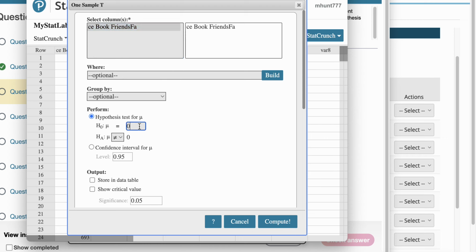What was our null hypothesis? 649. The marketing person thinks it's 649. You, however, think that in your school things are different. Okay, it's more than 649. So that's why it's important to write down before you move on to StatCrunch what the null hypothesis was. Let's compute it.